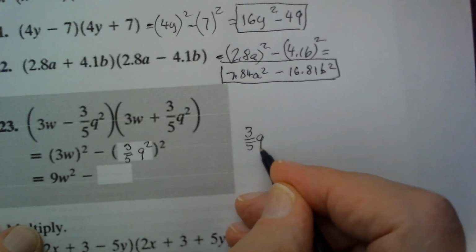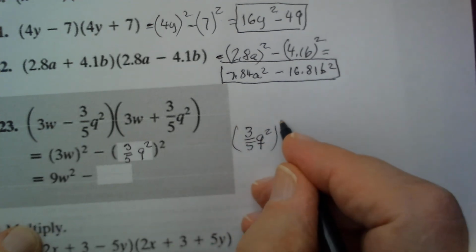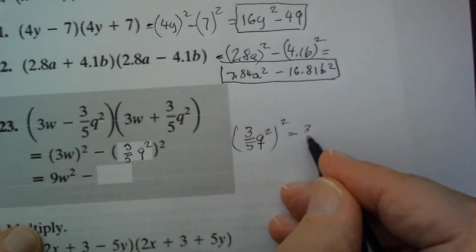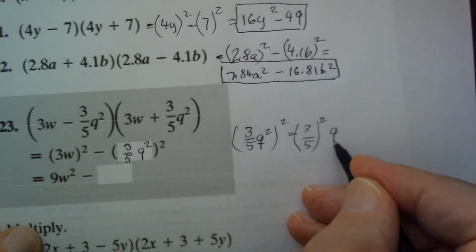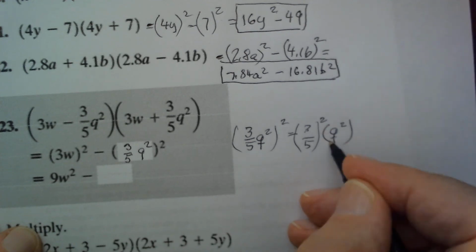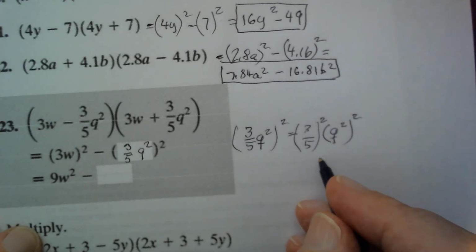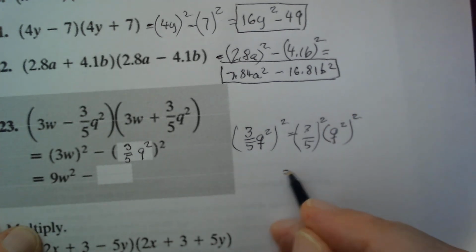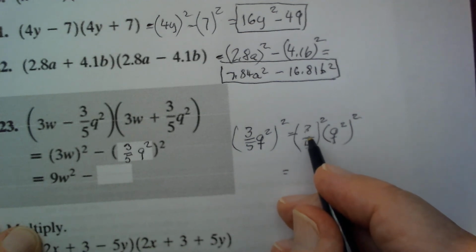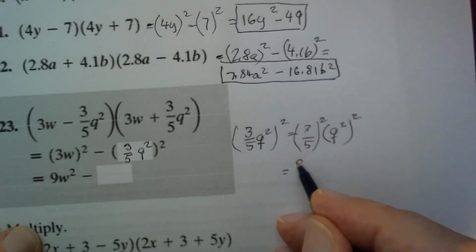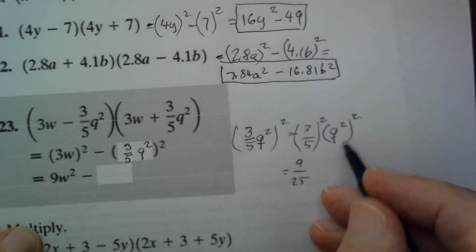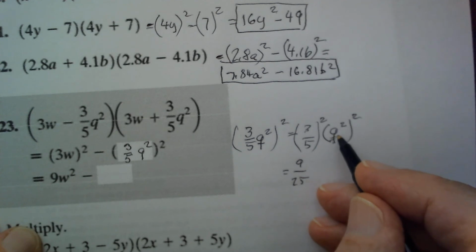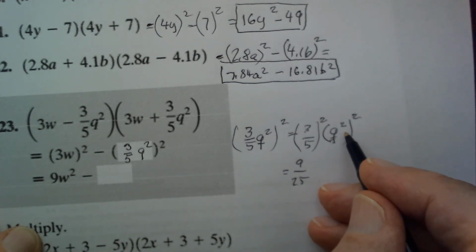3/5 q squared raised to the second power. Well, it means 3/5, again in parentheses, to the second power, times q squared to the second power. Okay? And so this means 3/5 times 3/5. So that means 3 times 3 is 9, and 5 times 5 is 25. And so here we're having the power of a power, so it means we multiply the exponents.